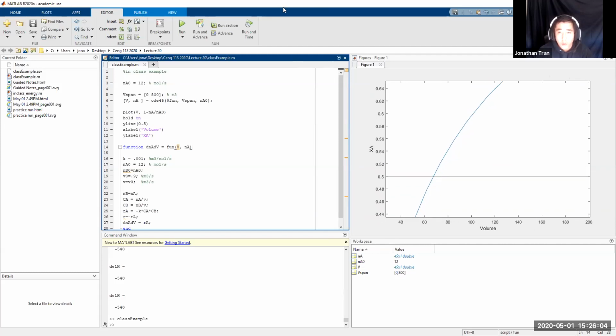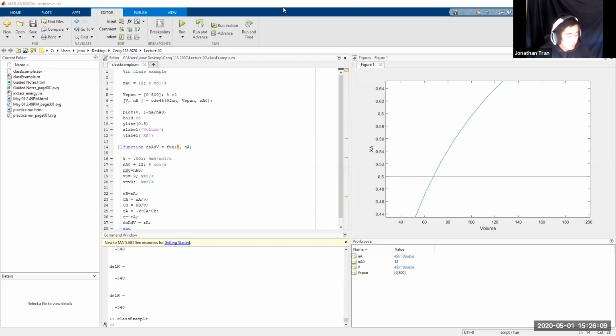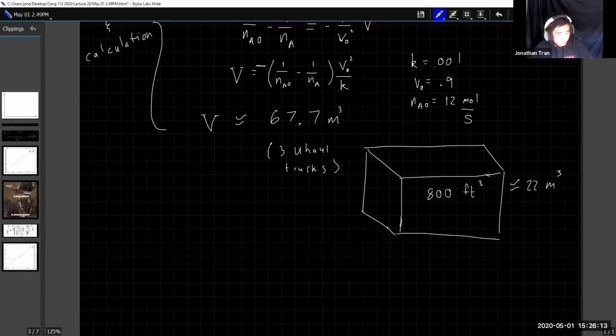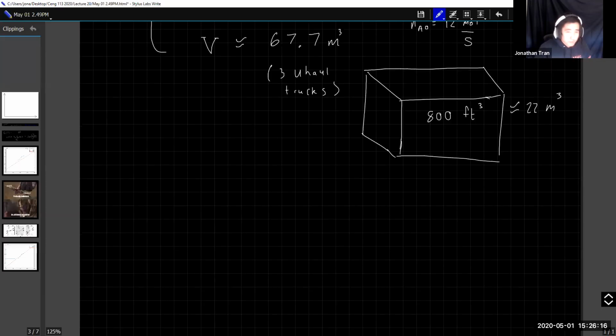Okay, so let me switch back to the screen over here. That problem was pretty straightforward. The next part will take a little bit more work. I think the material balance generally is a little bit easier than the energy balance.